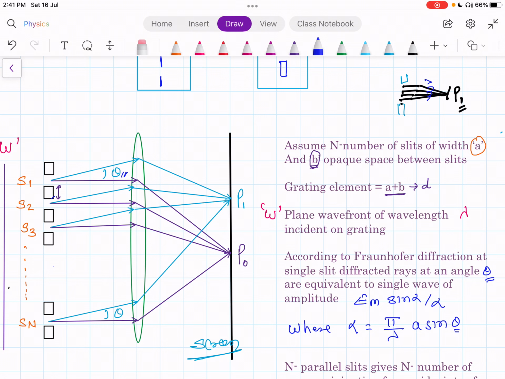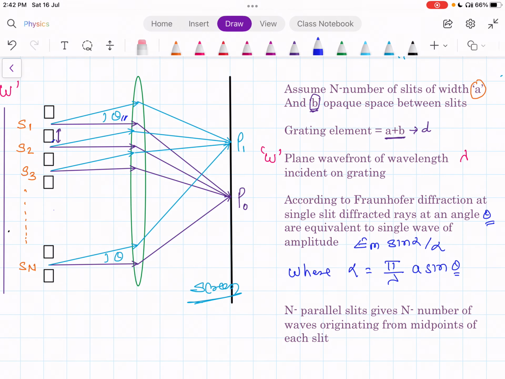So हम लोग क्या समझ रहे हैं कि हर एक स्लिट उसके मिड पॉइंट से एक वेव एमिट कर रही है in a direction theta, जिसका एम्पलीट्यूड है Em sin alpha upon alpha. So at point P, n number of secondary waves are reaching, which are emitted from the midpoint of each slit, and each one is having amplitude Em sin alpha upon alpha.